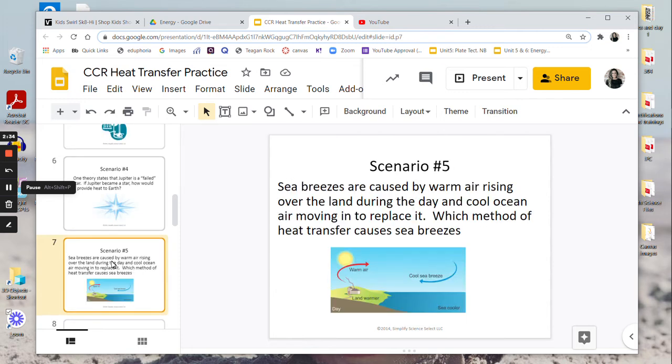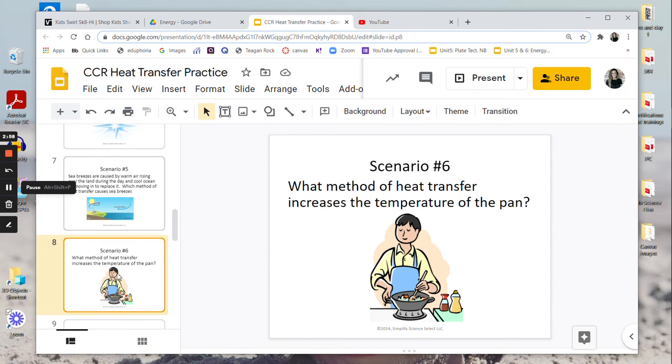Scenario number 5, sea breezes are caused by warm air rising over the land during the day and cool ocean air moving in to replace it. Which method of heat transfer causes sea breezes? If you look at the arrows, you can see warm air is rising, cool air is sinking, so it's that continuous circular motion that we call convection. Remember, the warm air is rising because it is less dense, and the cool air is sinking because it is more dense.